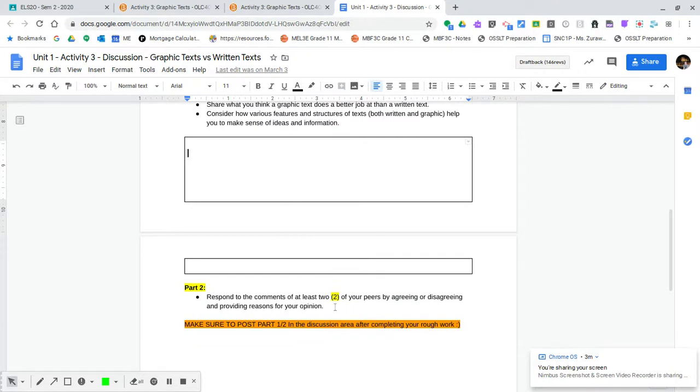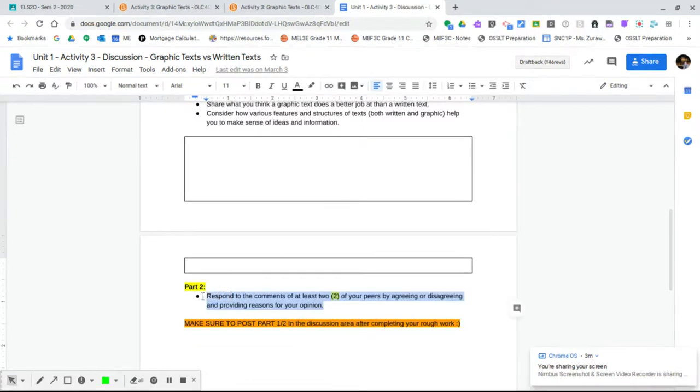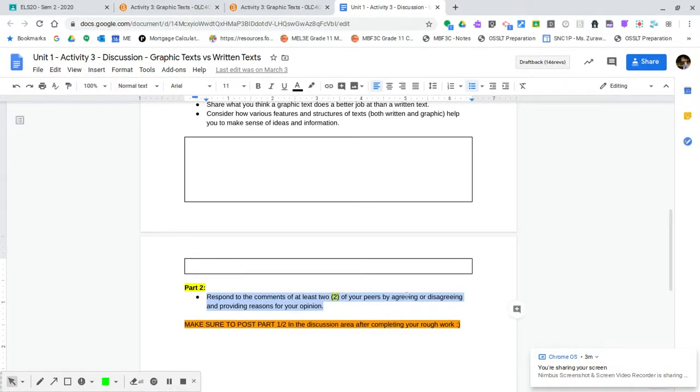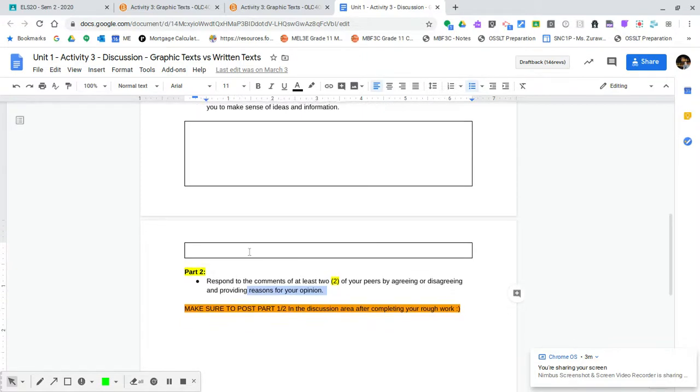And then once you've done that, you just have to look at 2 others and agree or disagree with what they put. And then maybe elaborate. Well, you could agree, disagree with what they put. And then use the reasons that you've written down up here that might be a little bit different, just to kind of spark the conversation. It doesn't have to be a super long conversation.